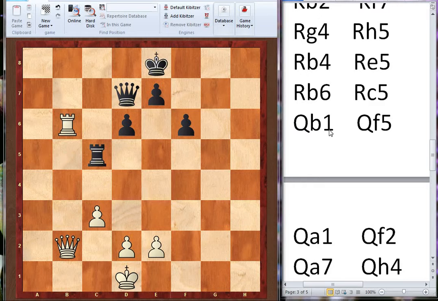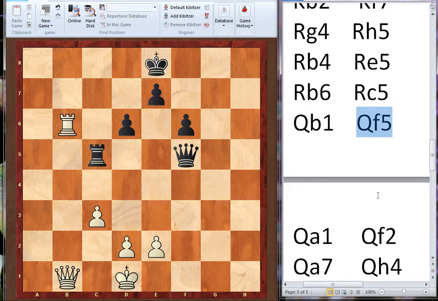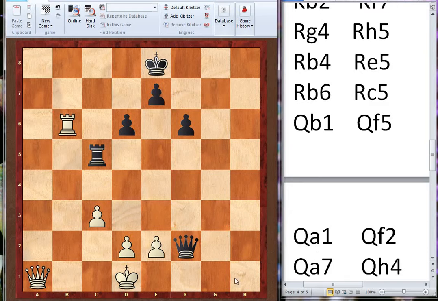Now we will switch to the moves of the queen. The queen moves here. How will we write it? First capital Q, because Q is the sign of queen. Capital Q B1. Then black moved the queen here. Capital Q F5. See, it is written here. Capital Q F5. White queen goes here. Capital Q A1. Black queen comes here. Capital Q F2. See, it is written here.